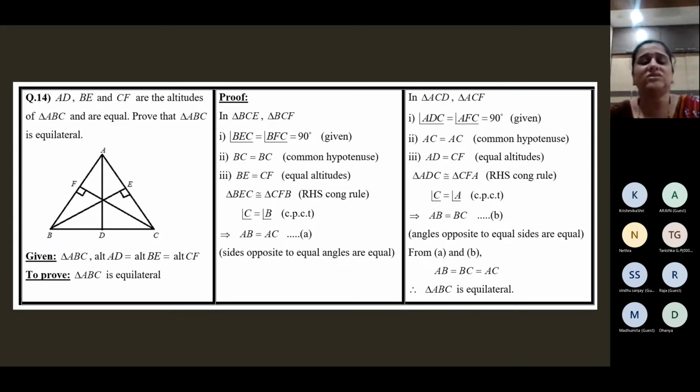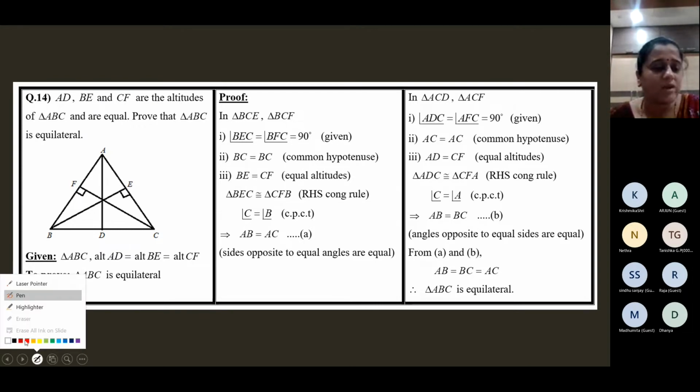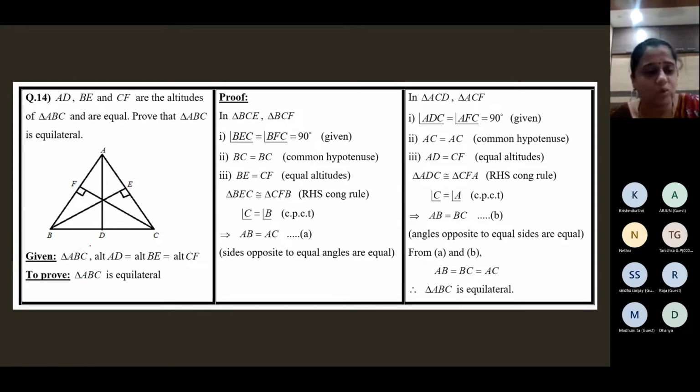So how do you do this? See, triangle selection is very important. How do you select the triangles? That's very important. You can see here, I have nothing much to say in the figure. ABC is any triangle. Now it's not equilateral, because we have to prove it's equilateral. So we have a triangle ABC in which the altitudes are equal in length. The altitudes drawn on the three sides are equal. So we have to prove that the triangle is equilateral.